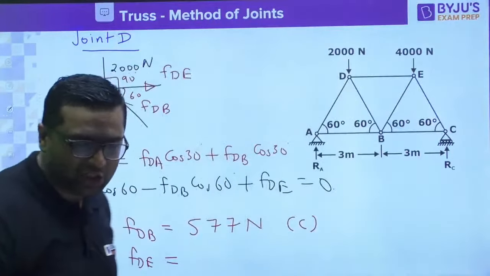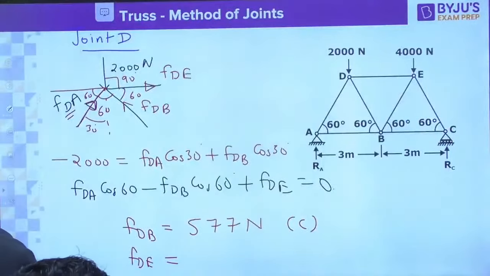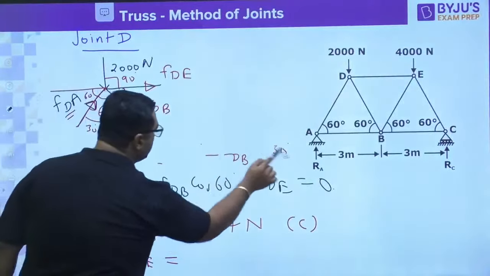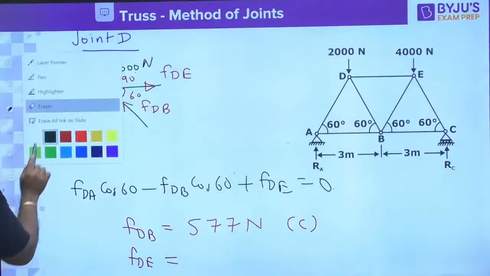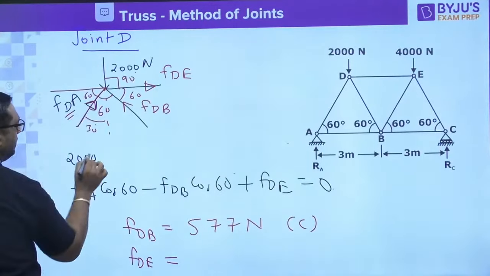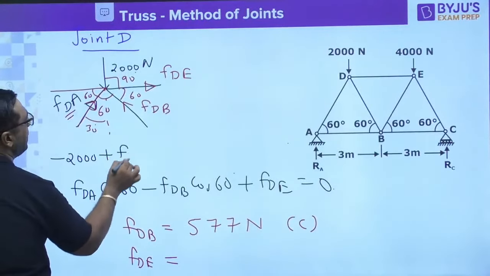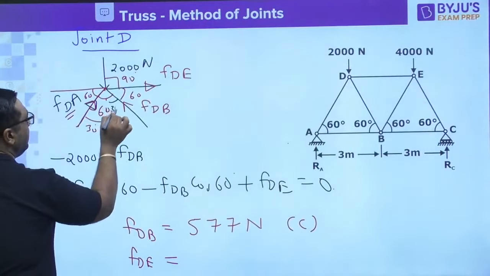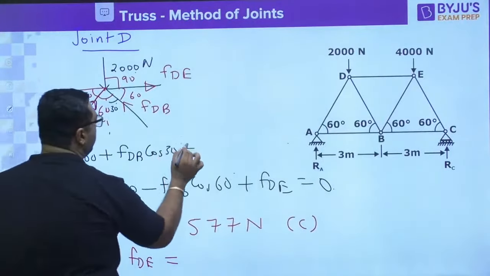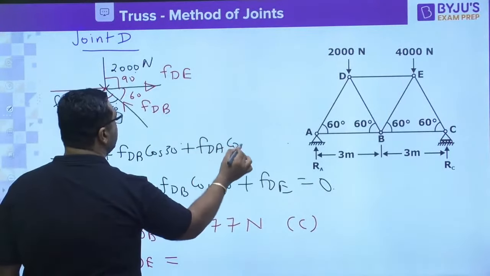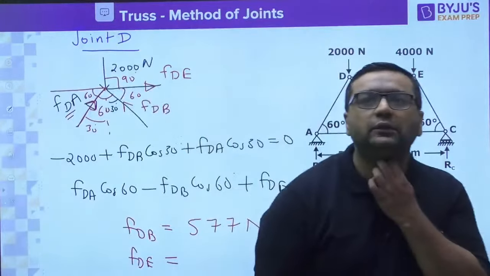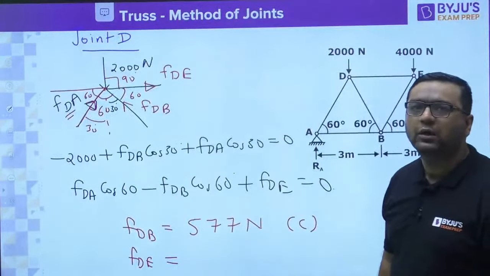Fine. Is it okay, Education Adda? If you want, I can write this equation again for you, for avoiding the confusion of viewers. I am writing it on a single side. I feel that is your confusion. So 2000 is in downward direction, so downward is negative. Plus FDB, here the angle is 30 degree, so FDB cos 30. Here also 30 degree, plus FDA cos 30 is equal to 0. So I feel now it is fine. Yes, Sandeep, very good. Rathod Akshit, very good.